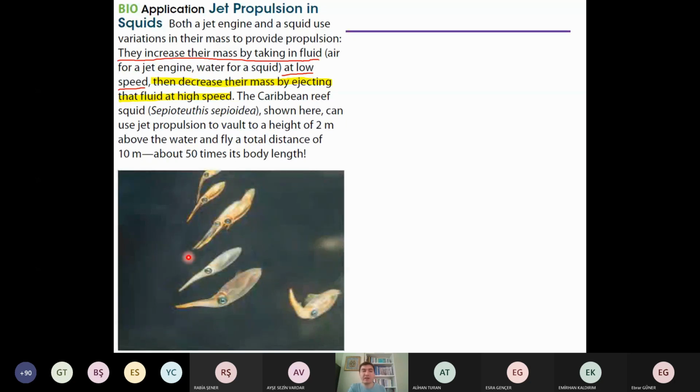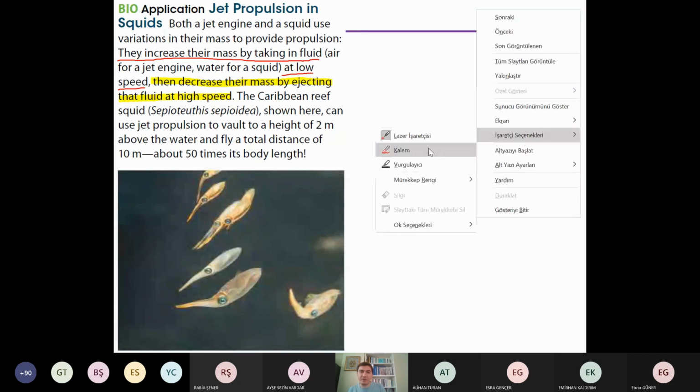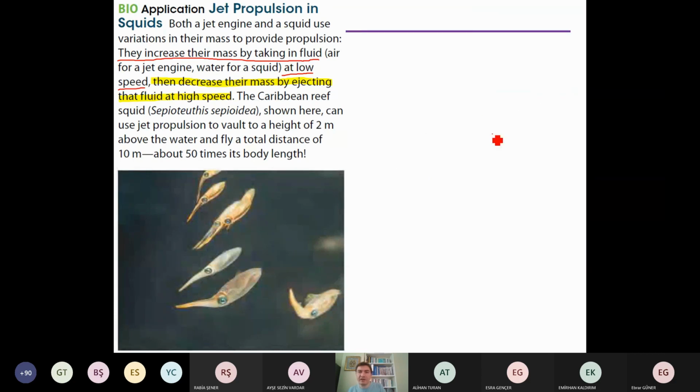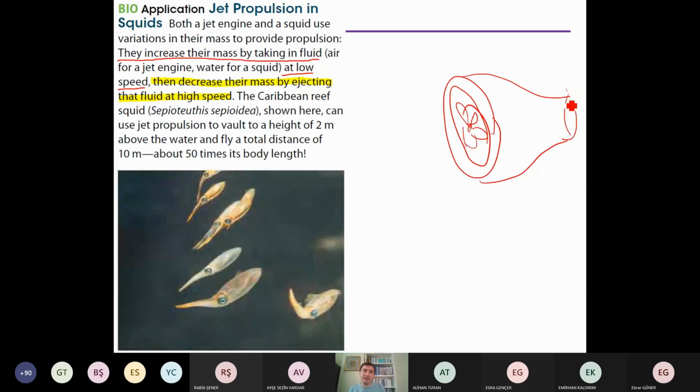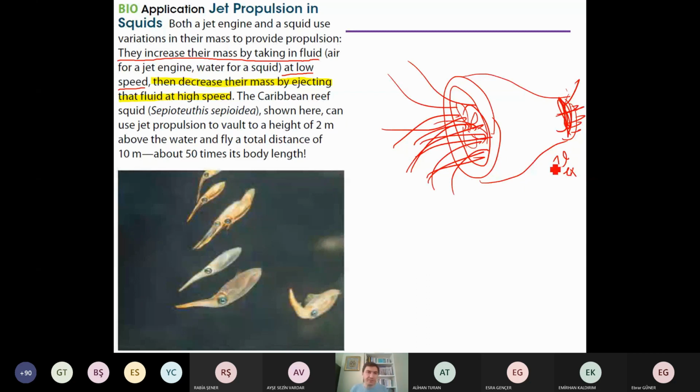This is also the mechanism in jet engines, okay? Let me draw. Let's consider this is a jet engine of an airplane. Air enters into the motor, and also fuel enters into the motor, and they are ejected at very high speed. The exhaust is huge, and then they can provide thrust.